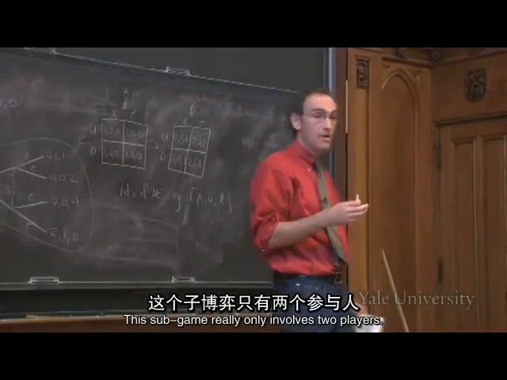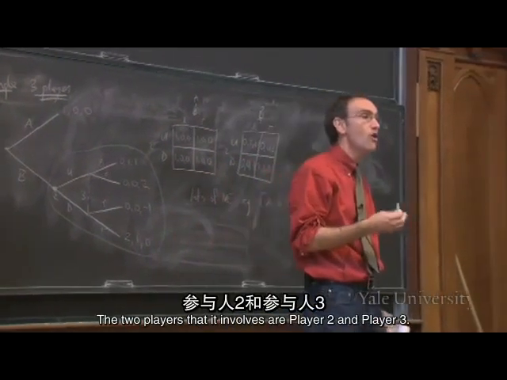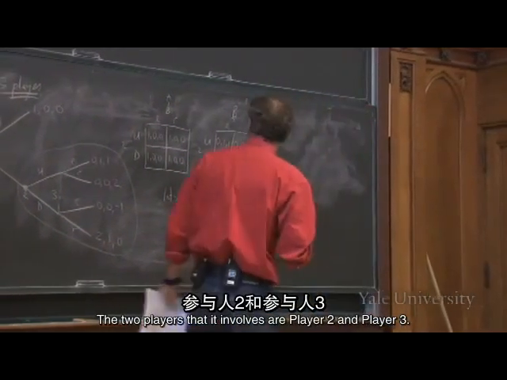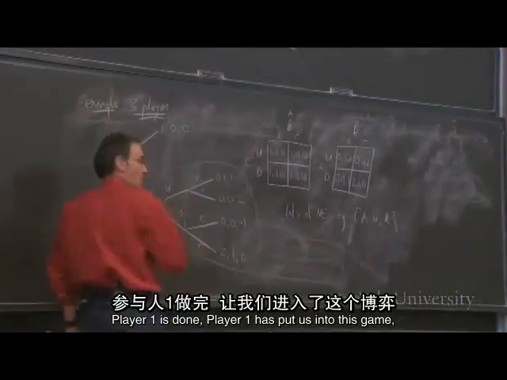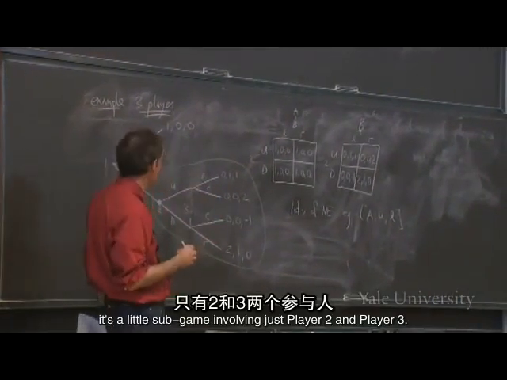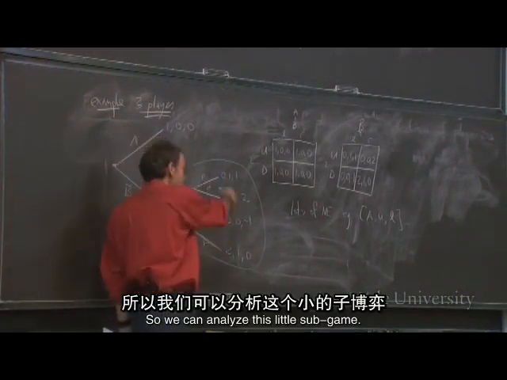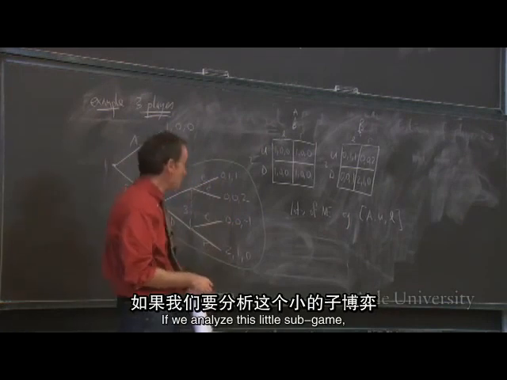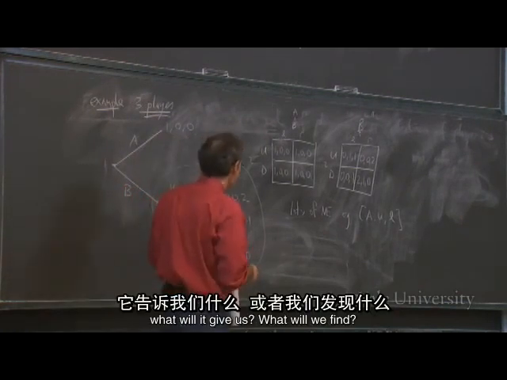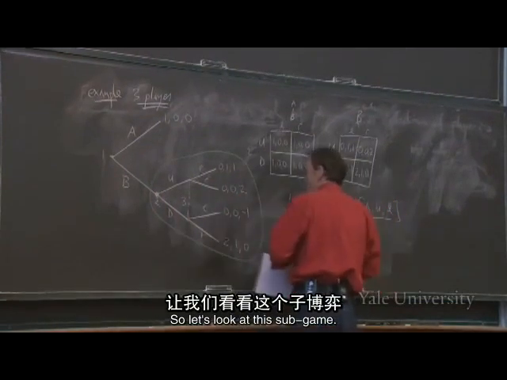And this sub-game really only involves 2 players. The 2 players that it involves are players 2 and player 3. Player 1's done. Player 1's put us into this game. But now it's a little sub-game involving just player 2 and player 3. So we can analyze this little sub-game. If we analyze this little sub-game, what will it give us? What will we find? All right? So let's look at this sub-game.